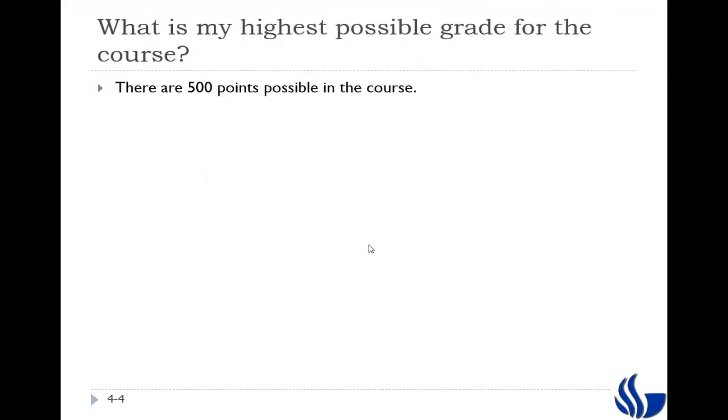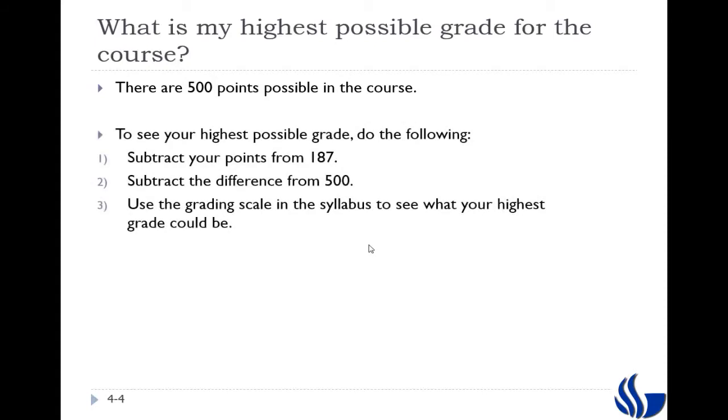After you do that, you might think, okay, what could my final letter grade be in the course? Well, recognize again that there are 500 points possible in the course. To see your highest possible grade at this point, you can do the following calculation. Take the number of points that you just added up, subtract it from 187, and then subtract that difference from 500. Then use the same grading scale in the syllabus to see what your highest grade could be.